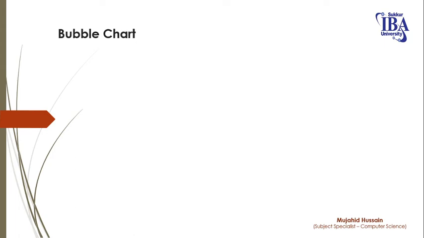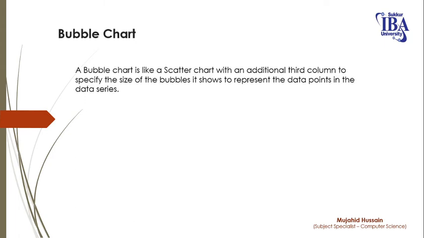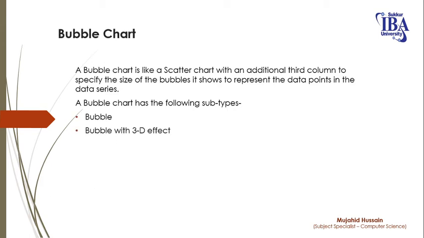After that, a bubble chart. A bubble chart is like a scatter chart with an additional third column to specify the size of the bubbles it shows to represent the data points in the data series. The difference between a bubble and a scatter chart is that the bubble chart has a third additional column in which you will know the size of the bubbles for the data points that are available in the data series. Bubble chart has the following subtypes: bubble and bubble with 3D effect.